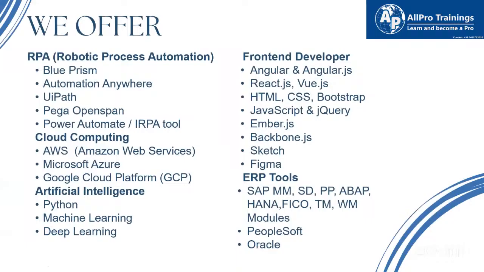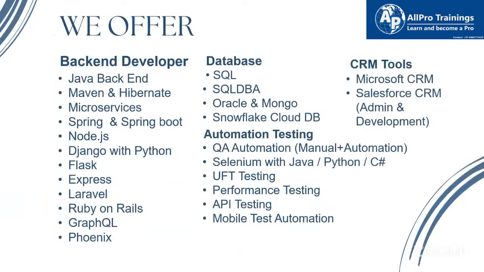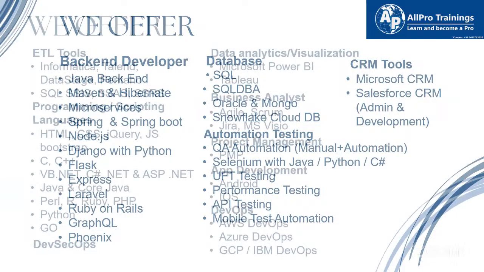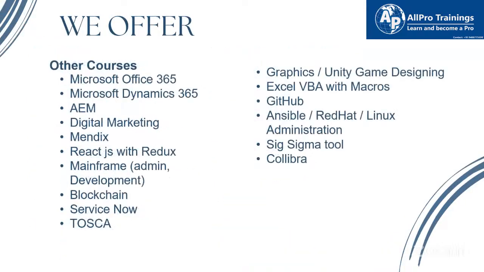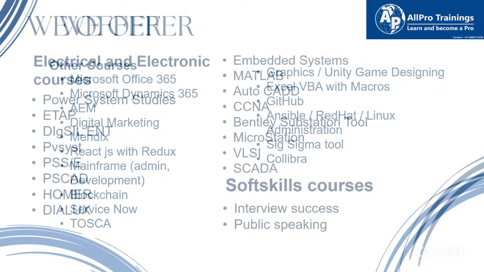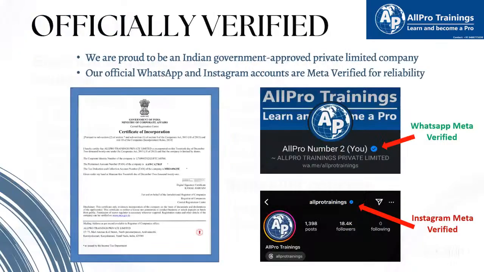These are some of the courses that we are giving: ERP, front-end, full stack, database, CRM tools, automation testing, Tosca, and DevOps, which is going good in the market, and Agentic AI, business analyst, and cyber security. These are some of the courses that we have covered during our 14 years. We have new courses also coming up in the market, which our trainers are training our students in. Apart from this, we also have electrical and electronic courses, which are mostly taken by college students, and soft skill courses for interview preparation.